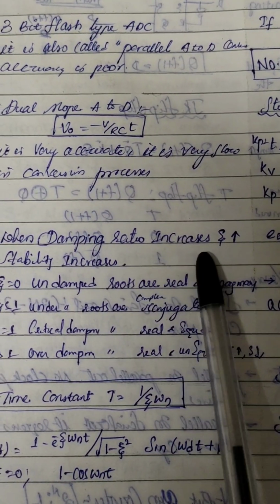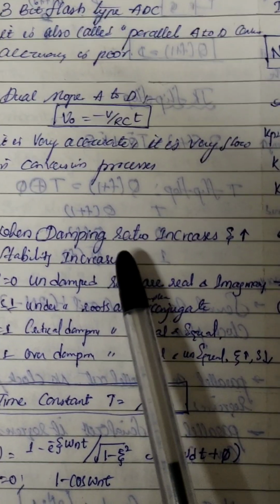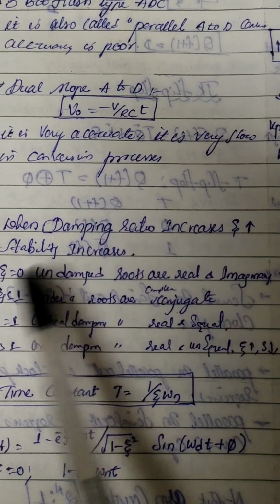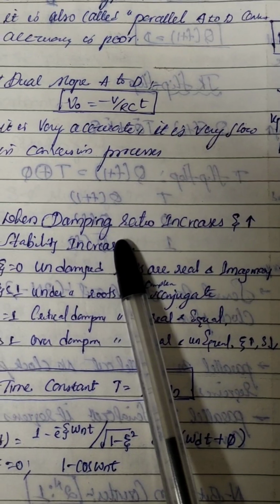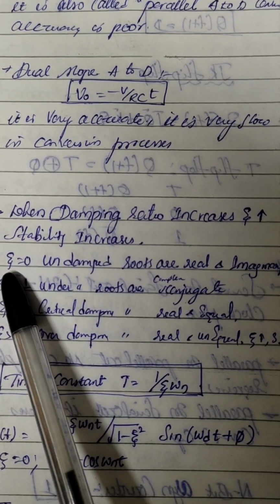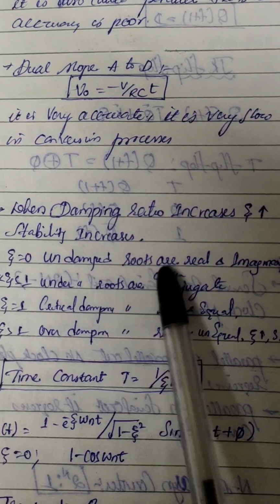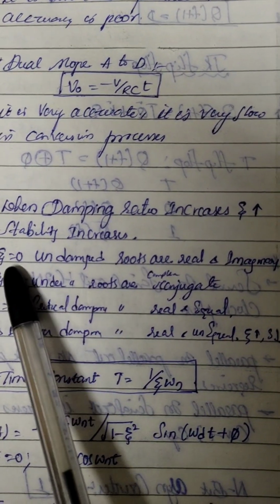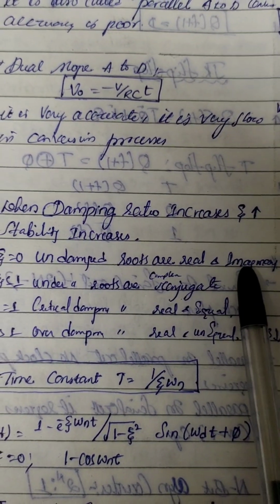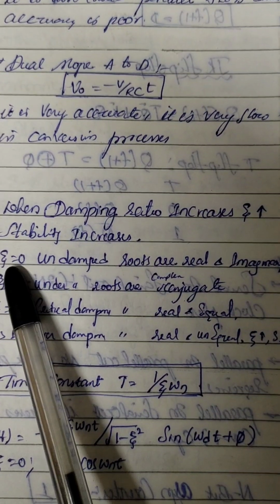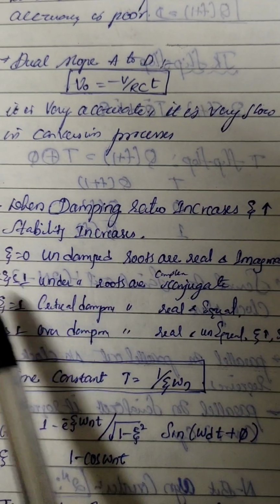When the damping ratio increases, the stability increases. This is the important point. This comes under control systems, where damping is equal to 0, that is undamped. When zeta is equal to 0, it is undamped. The roots are real and imaginary.